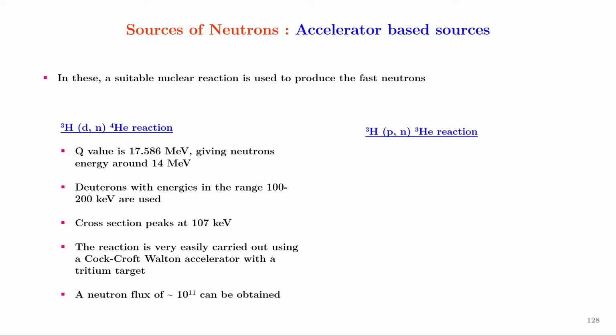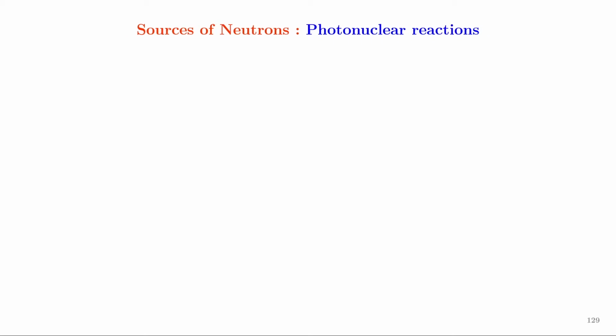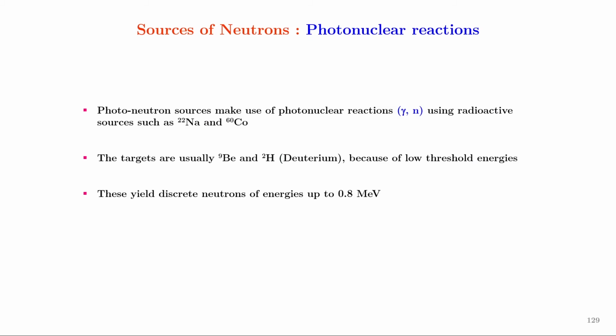Another useful reaction is the 3H(p,n)3He reaction. The cross-section peaks at 3.2 MeV proton energy, and the Q value is negative 0.764 MeV. The photoneutron sources make use of a photonuclear reaction (γ,n) using radioactive sources such as 22Na and 60Co. The targets are usually 9Be and 2H because of low threshold energies. These yield discrete neutrons of energies up to 0.8 MeV.